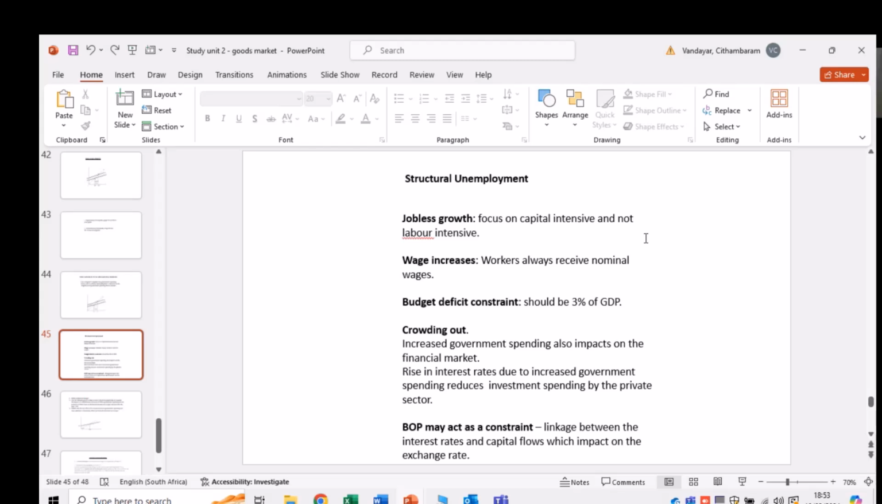Wage increases. Workers always receive nominal wages. Now, what are nominal wages, guys? Nominal wages are rands and cents. They don't tell you what you're able to buy with those wages, or what your purchasing power is.